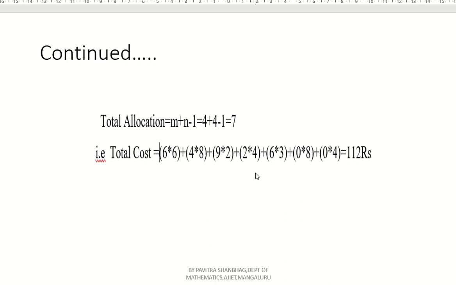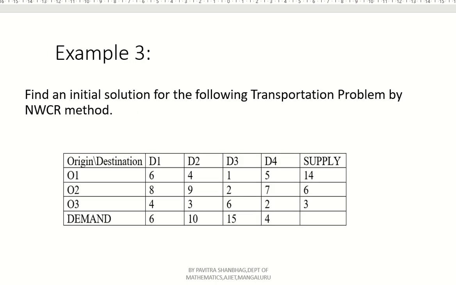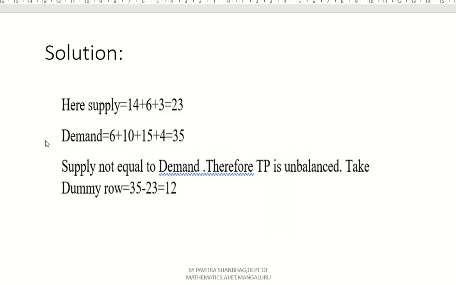Dear students, once again I will explain this problem because it is a little different one. Listen here carefully. Find an initial solution for the following transportation problem by northwest corner rule method. They have given origin and destination, demand as well as supply. First we have to check whether total demand is the same as total supply or not. If it is not, you have to consider a dummy column or dummy row here.